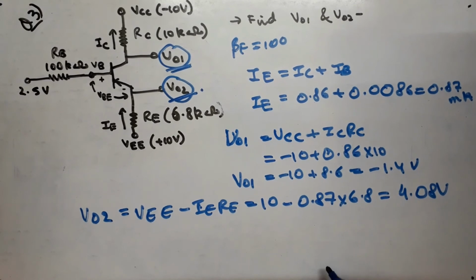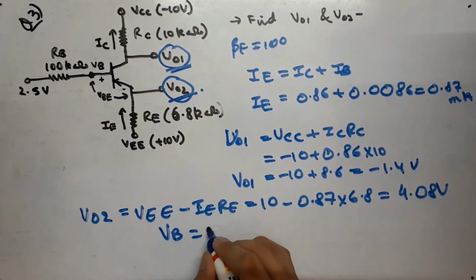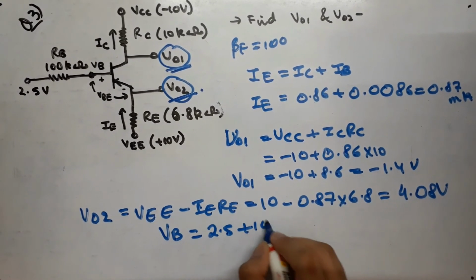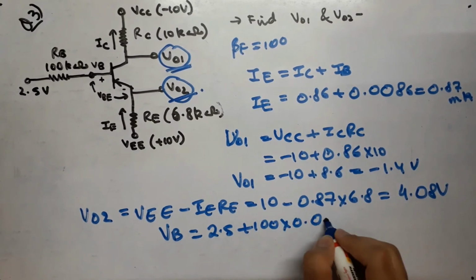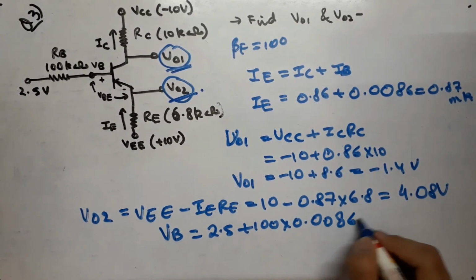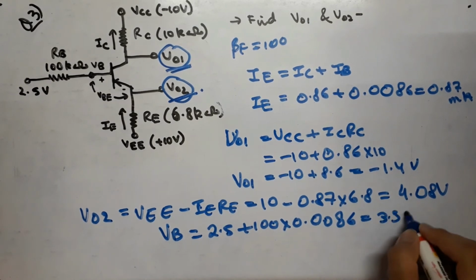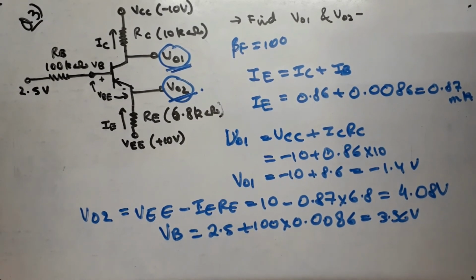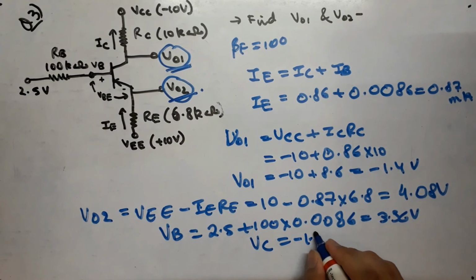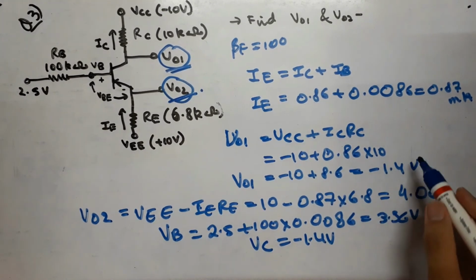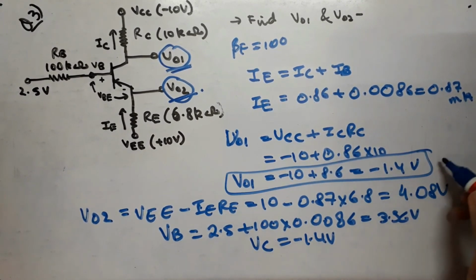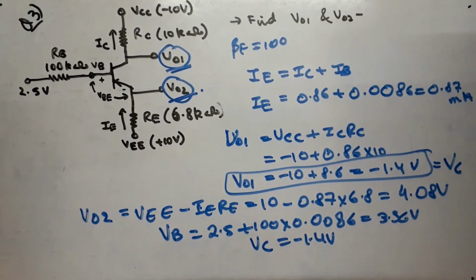The voltage at the base is given by VB is equal to 2.5 plus 100 into 0.0086, which will come out to be 3.36 volts. As the base voltage VB is 3.36 volts, the voltage at the collector will be VC is equal to minus 1.4 volts. That is VO1. VO1 is equal to VC. The collector base junction is also reverse biased. Thus the transistor is indeed in the active region.